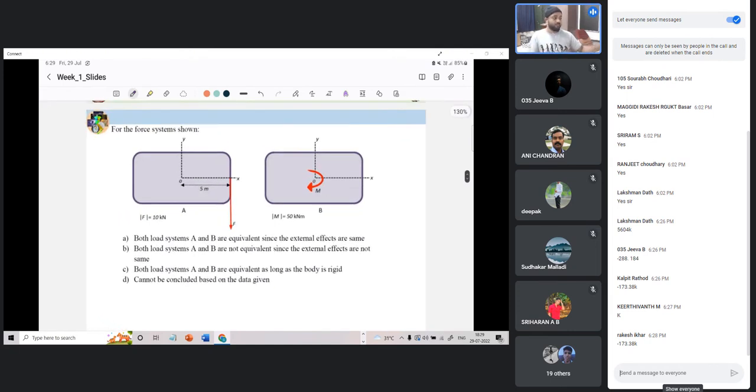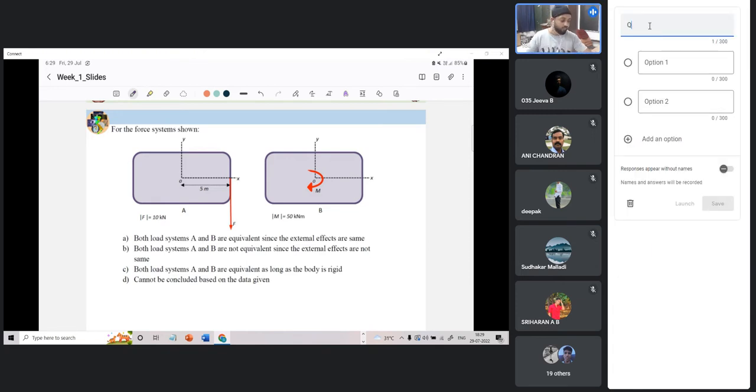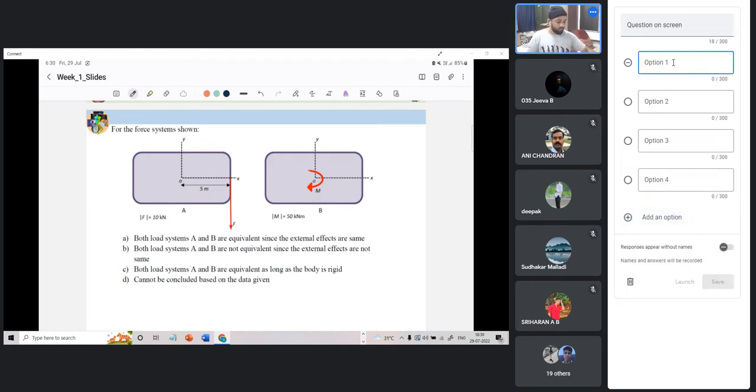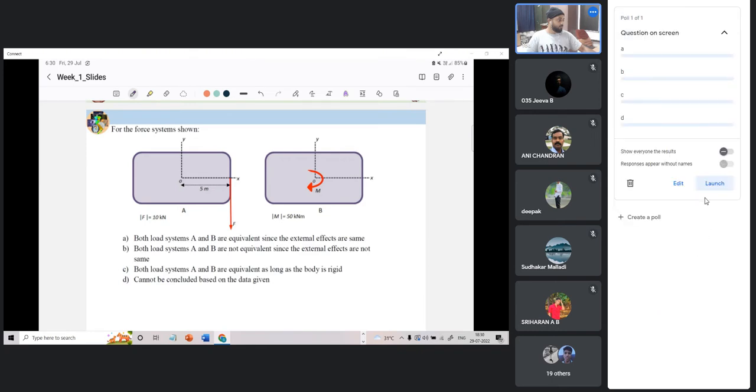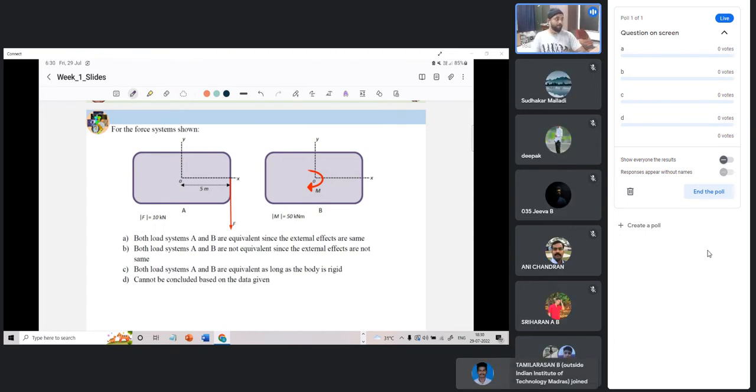On the right side of your screen, you'll see activities. There'll be a triangle, square and a circle. So I'll just create one Google poll. What do you think is the answer to this question based on the discussion that we have had? A, B. So I have just launched that poll. On the right side, you can see the activities. You can attend that poll. I hope you are able to see. So this is the question.